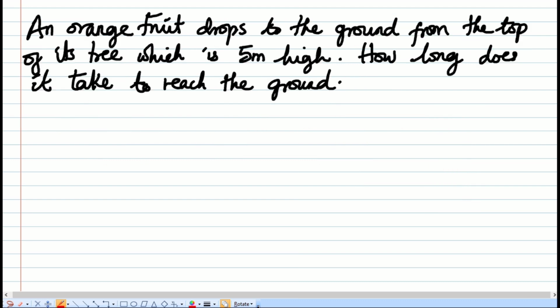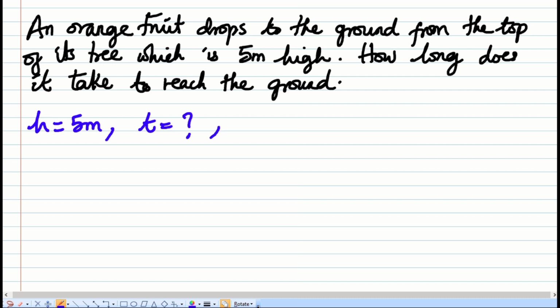It says an orange fruit. Now, I advise that, since you solved 2 examples already, you pause the video and see if you can solve this on your own, and then you play again. An orange fruit drops to the ground from the top of a tree, which is 5 meters high. So remember, we always write down the parameters. So the height in this case is 5 meters. Now, we're looking for the time it takes to reach the ground.